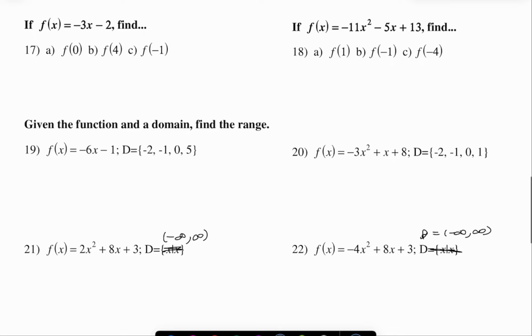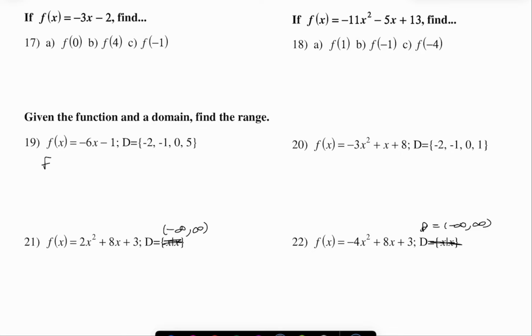So 19, if I input negative 2, I get 12 minus 1, or 11. If I input negative 1, I get 6 minus 1, or 5. If I input 0, I get negative 1. And if I input 5, I get negative 31.